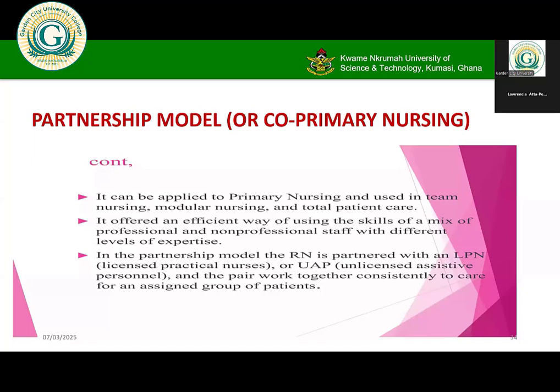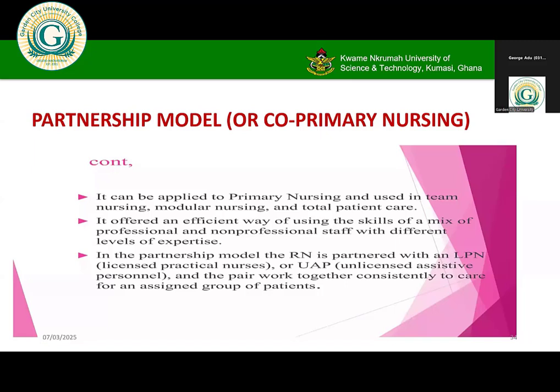So when I'm not there, you can step in. They're on the line, but still the RN is in charge. But I am partnering with a member to also help me deliver care. So this time we call it a pair. We pair them together constantly to care for patients.